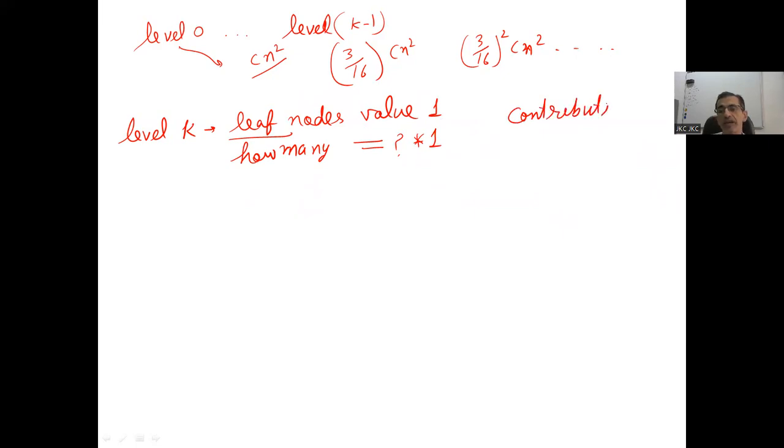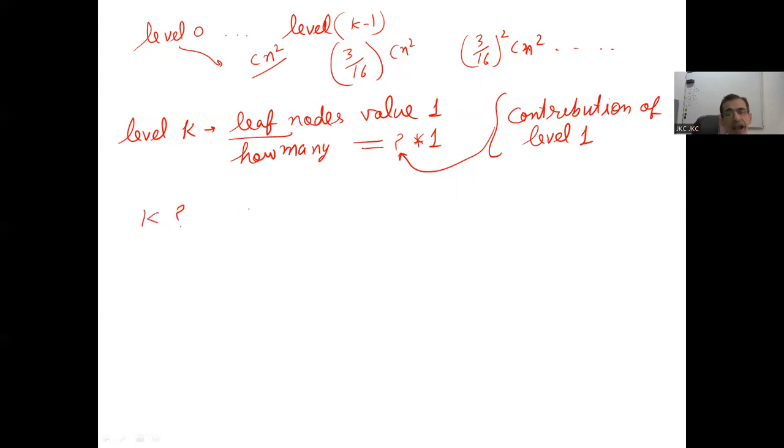So this values into 1 will become the contribution of level k. My contribution of level 0 to k minus 1 is in terms of Cn square into something, and the contribution of level k will be 1 into the total count of leaf nodes, because leaf nodes do not contribute as 3 by 16 Cn square. A leaf node is guaranteed non-recursive; the non-recursive value T of 1 is 1. So I should know how many nodes there are, and for that, I should know what k will be.